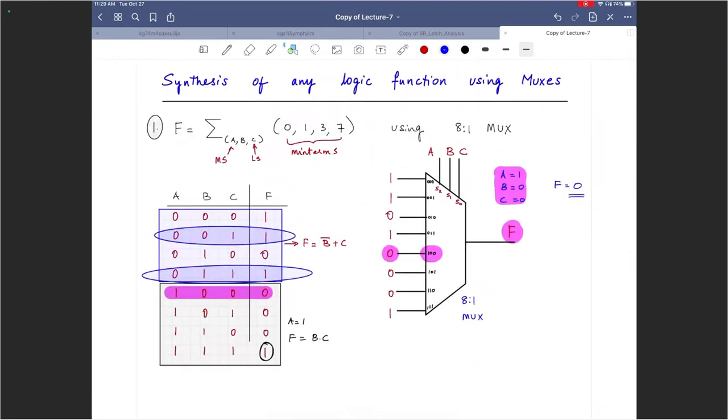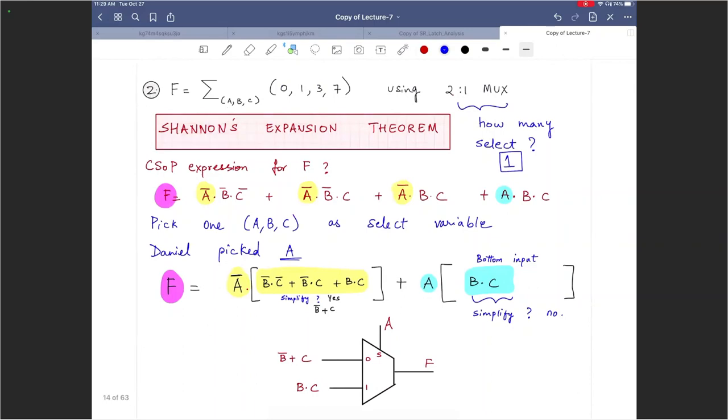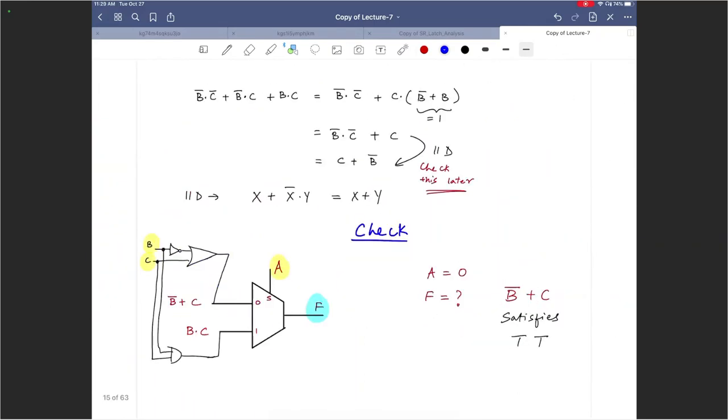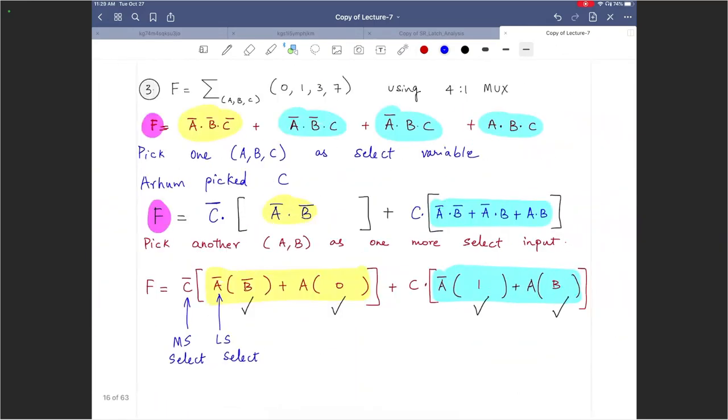So the variable you choose first will be the most significant select, yes. So in this case, C became the most significant because it was picked first, and then you expanded with respect to A, so that A became the next significant select.